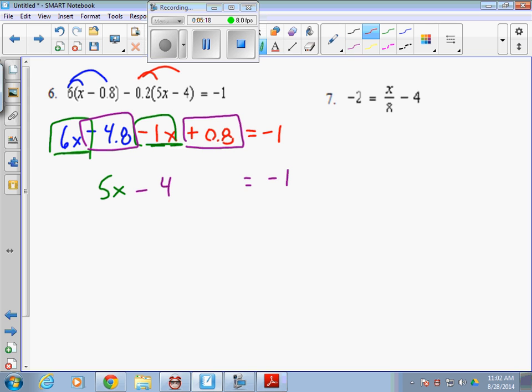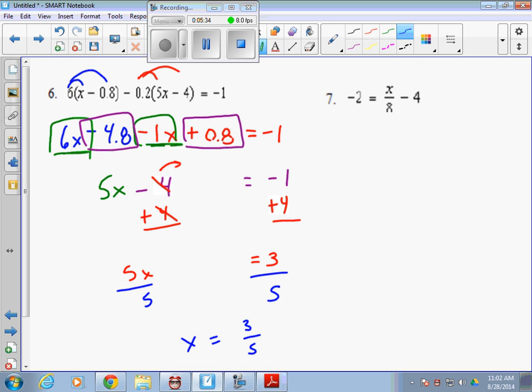You have 5x on the left, so let's move negative 4 over by adding it. If you add it to the left, add it to the right. Negative 1 plus 4 is going to be positive 3. You still have 5x on the left because 4 and negative 4 canceled out. Get rid of the 5 times by dividing by 5, and x equals 3 over 5.